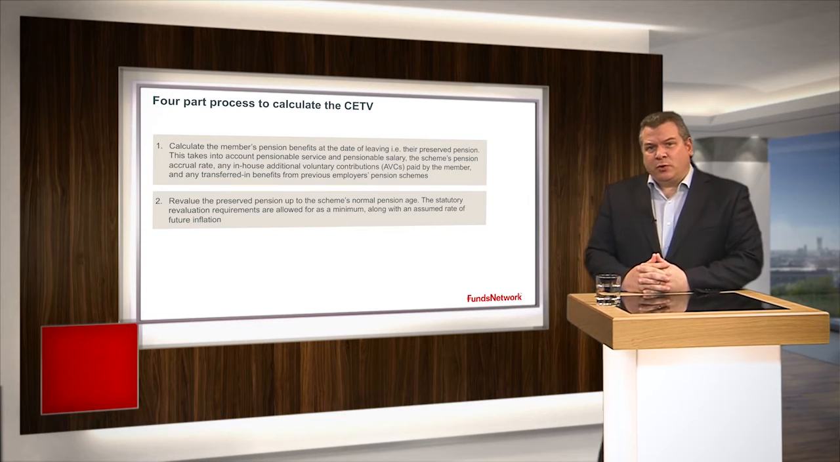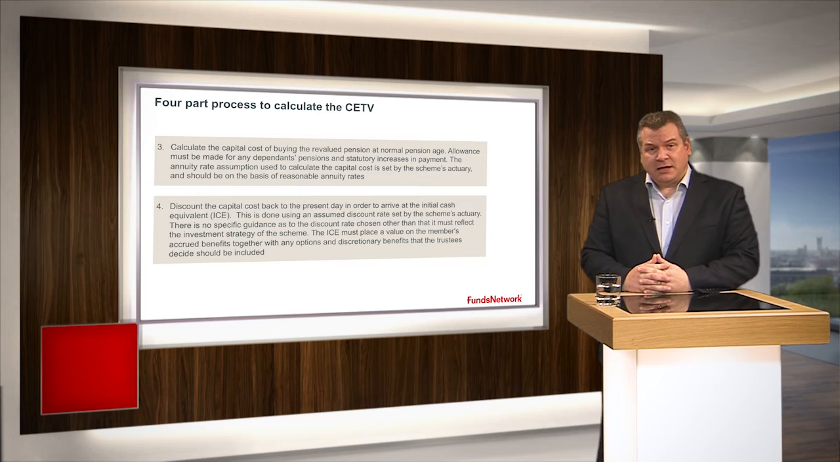The statutory revaluation requirements are allowed for as a minimum, along with an assumed rate of future inflation. Part 3. Calculate the capital cost of buying the revalued pension at normal pension age that was calculated in Part 2. Allowance must be made for any dependents' pensions and statutory increases in payment. There is, however, no statutory requirement to allow for discretionary increases in payment, and the decision whether to do so rests with the scheme trustees.